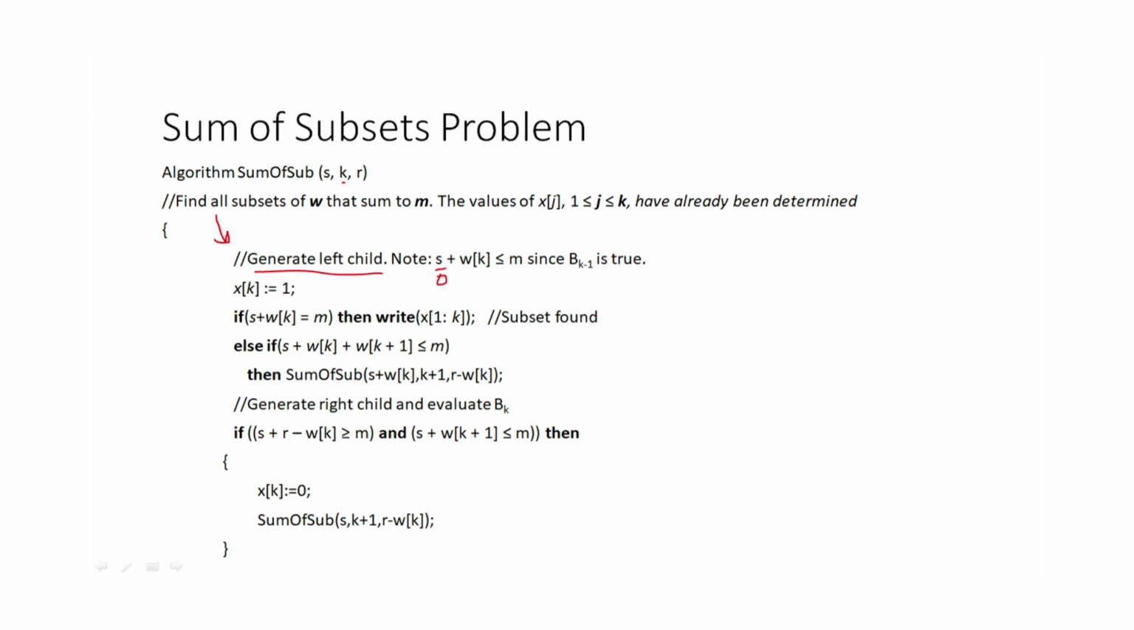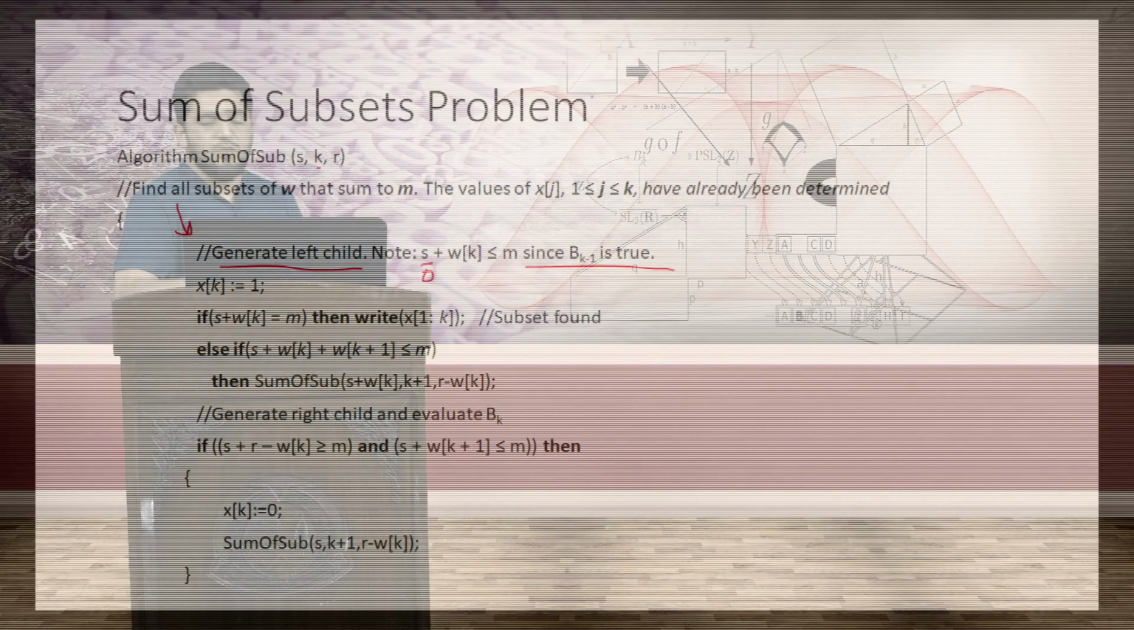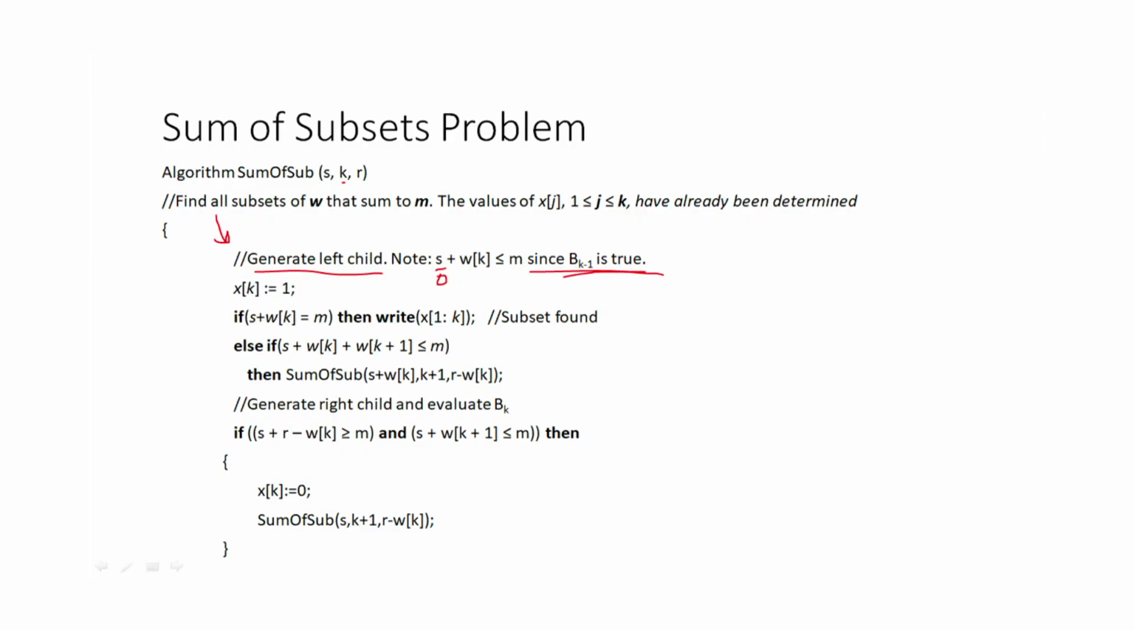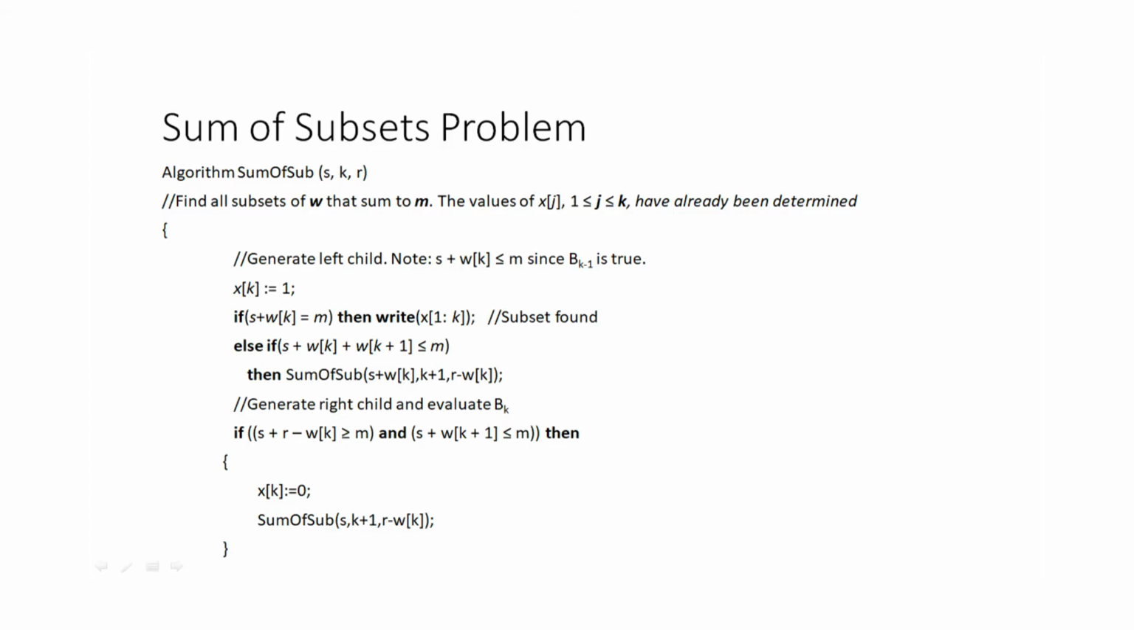Now, why is that so? Because for the initial state, the bounding function would be true for k minus 1. We will later on see how it will be true for every entry to this particular function. Whenever we enter this function, b of k minus 1 would always be true. So we can consider the kth weight. Since we have to generate the left child, it means that we are considering the current weight. It means that whatever the current value or the current level or the current weight number k, in the solution array x we have to store 1 for that particular weight. So if k is equal to 1, x1 is equal to 1.